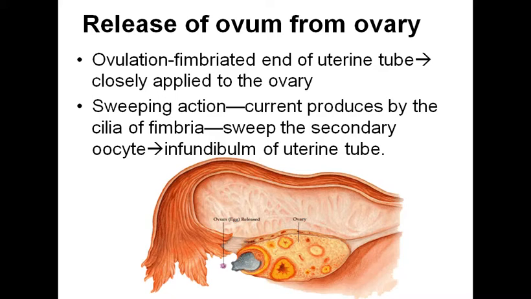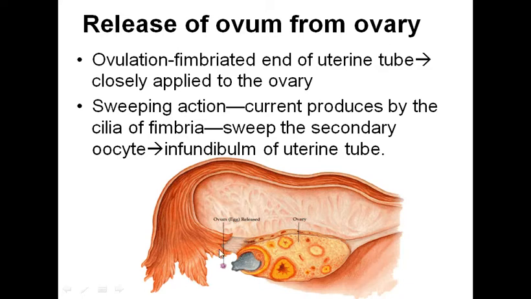The fimbriated end of uterine tube, this is the uterine tube. This is the whole uterine tube, and it is the ovary. The parts we have already discussed. This is the fimbrial end, the finger like projections, if you remember. The fimbriated end of uterine tube is near to the ovary, and we have already discussed the function of the fimbriae. The fimbriae catches the ova from the ovary at the time of ovulation.